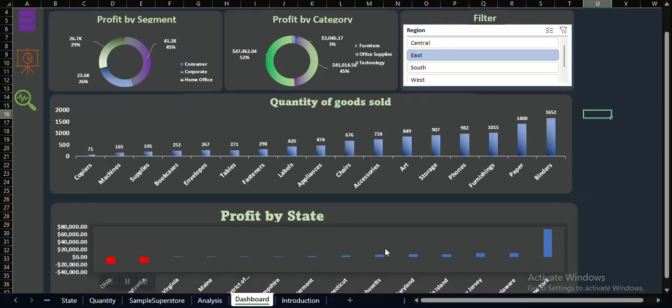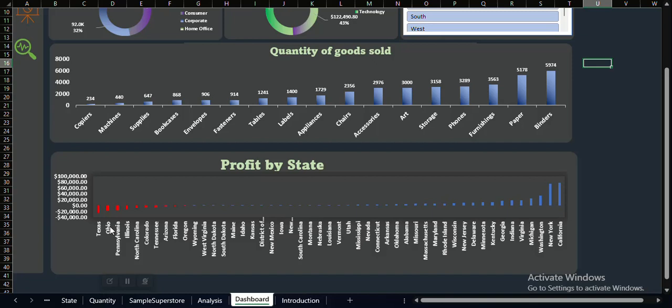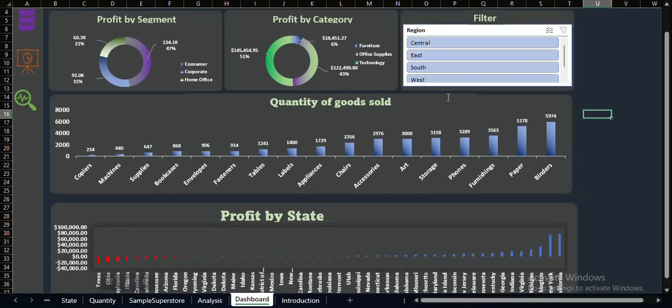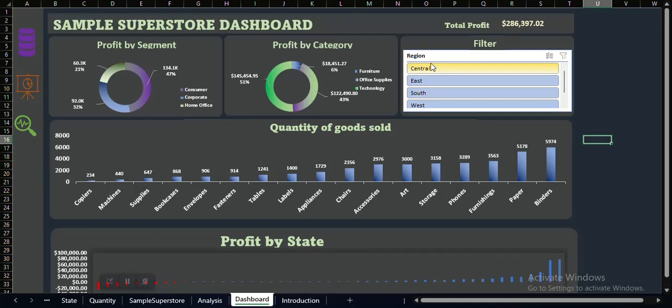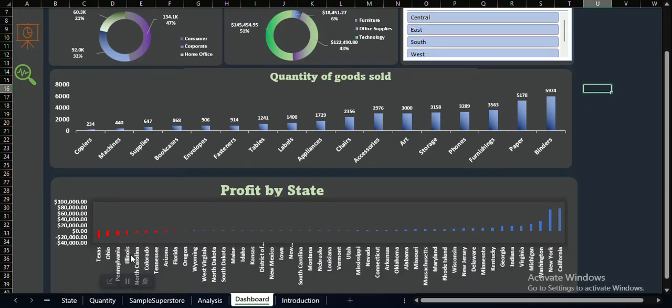These are the states in the eastern region. Now we see New York with the highest profit margin among the states. Recommendation to the organization is to increase their visibility and marketing strategy in the states that are in the red to drive sales as well as profit for the organization.